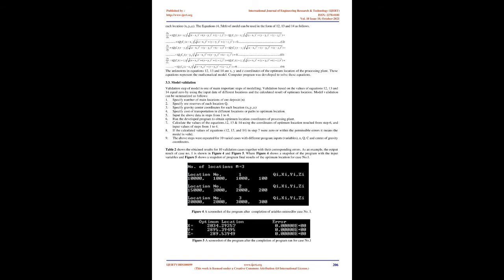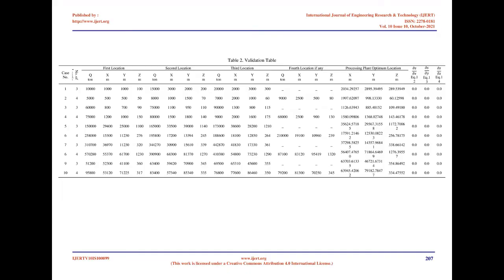D, distance between different ore locations and processing plant optimum location, in m. X, Y, Z, the coordinates of processing plant optimum location. Xi, Yi, Zi, the coordinates of the gravity center of different ore deposit locations. The total transportation cost, US dollar, of ore deposit is equation 2.